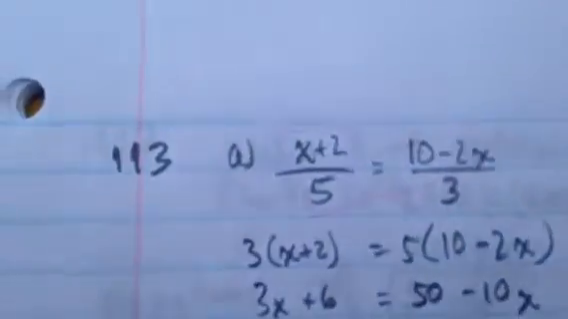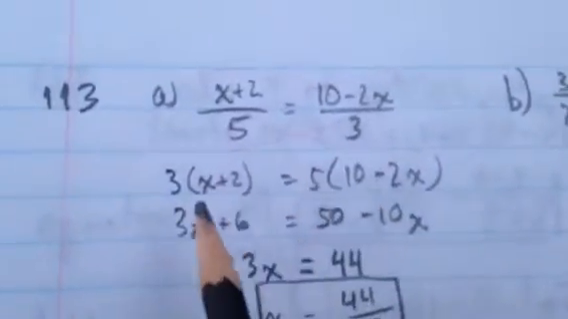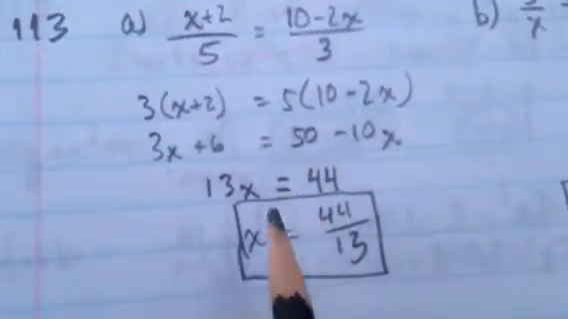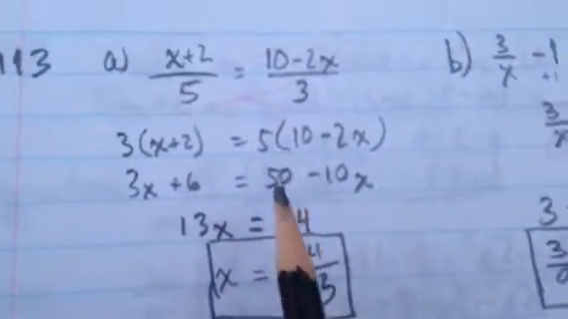So, problem 113, solving these equations. All right. There's another fraction equals a fraction kind of an equation. So you cross multiply and you get all your terms together. You're going to get this value here, 44/13. You do all that right.